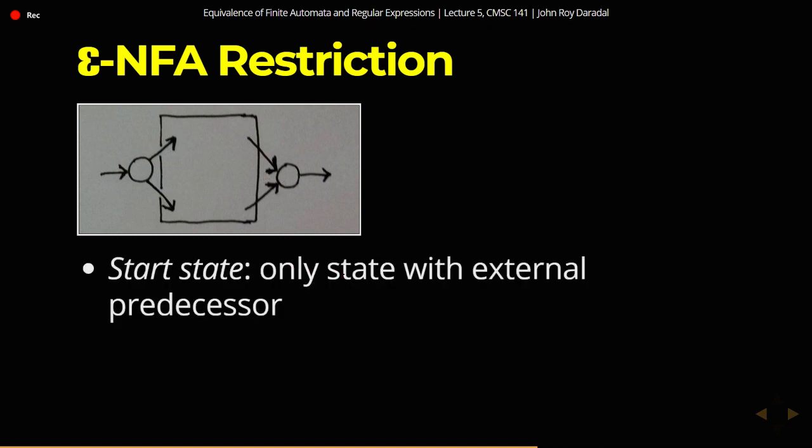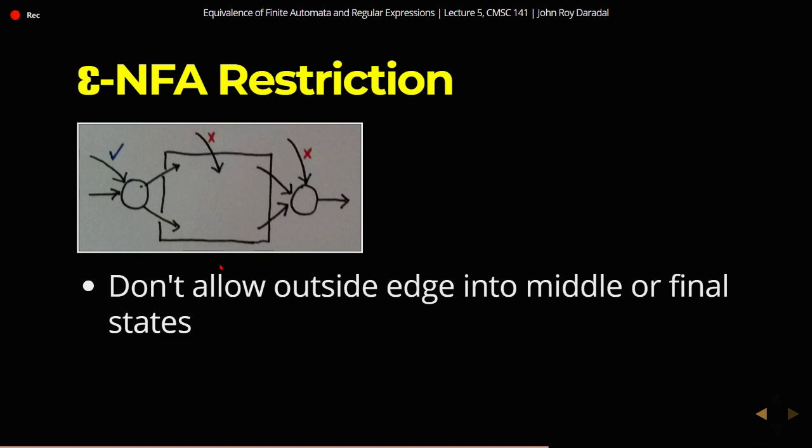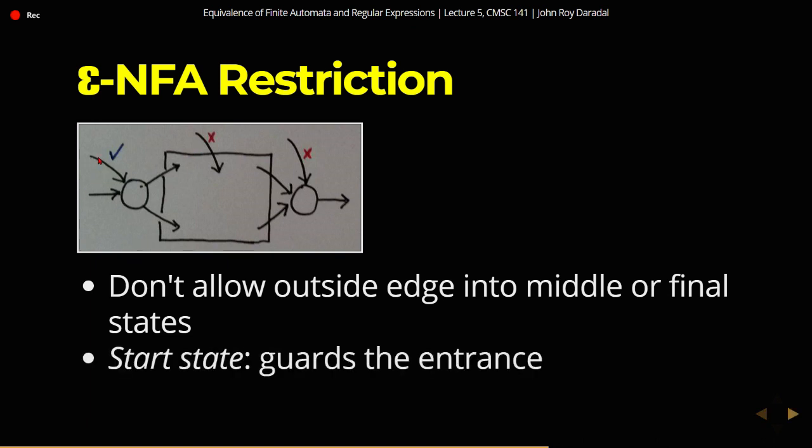So the start state is the only state with an external predecessor, and the final state is the only state with external successors as well. We will not allow any outside edge into the middle or into the final state. If it's an external edge for our epsilon NFA, it must pass through the start state. So the start state will guide the entrance. You can only add an edge to the start state, but not to the middle of the NFA or to the final state itself. You cannot do that.